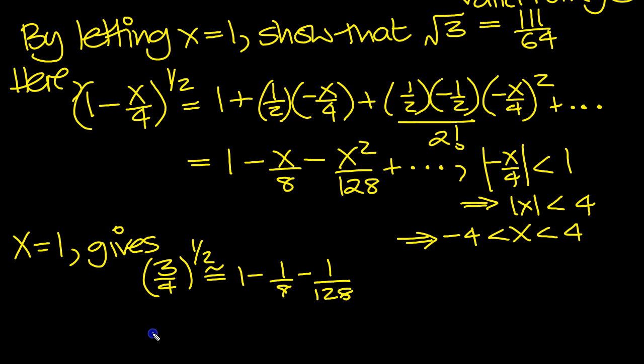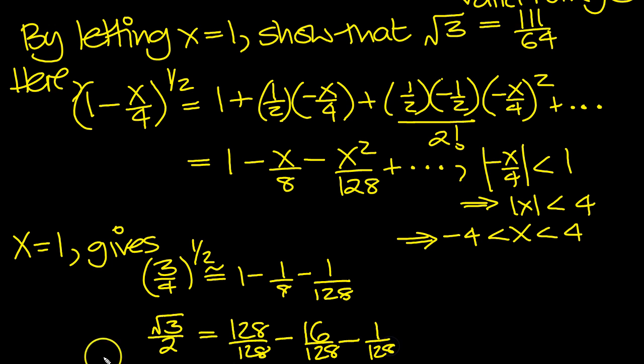So here we've got root 3 on top. Underneath we've got 4 to the half, using properties of indices, which is 2. Here we've got 128 over 128, that's 1, minus 1 eighth, which is 16 over 128, I think. We could tap this in the calculator if you need to. Minus the 1 over 128. So hopefully we get the 111. So 128 take 16 is 112. Minus 1 is 111 over 128.